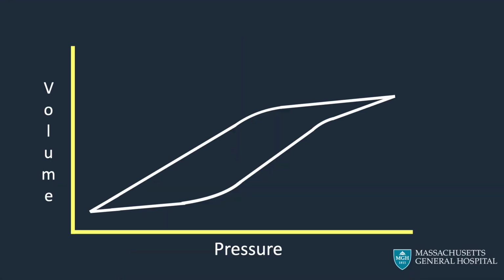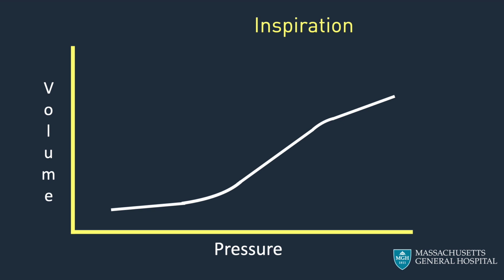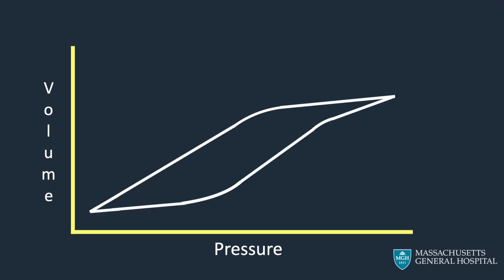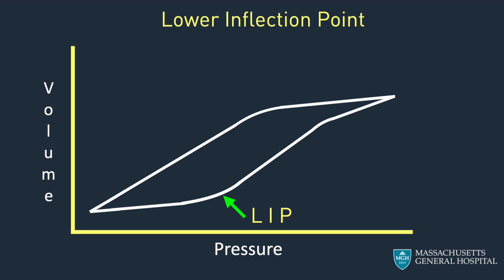Now let's translate this into a pressure volume curve to see how this works. The lower curve is inspiration. The upper curve is expiration. The lungs begin to inflate at the very bottom of the curve to the left. Pressure increases without much volume along the y-axis until LIP, or the lower inflection point, where many more alveoli start to recruit as pressure increases and the slope in the line changes.